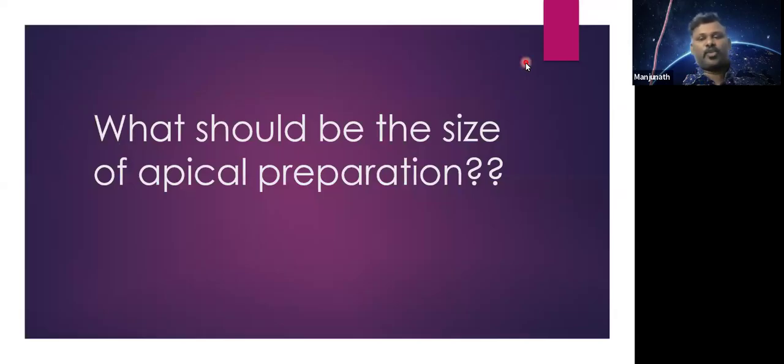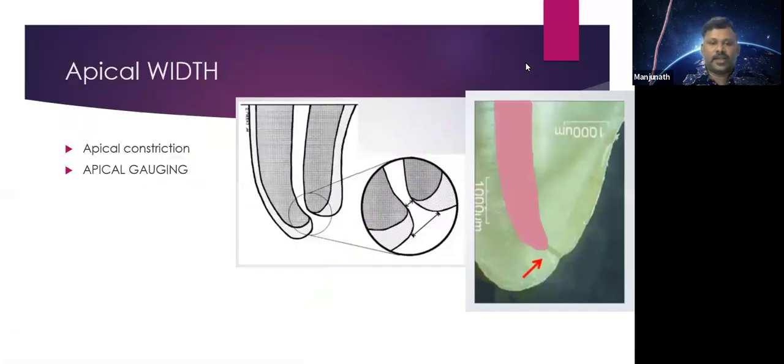So now comes, until now we have seen negotiation. So what should be the size of apical preparation? So I am doing BNP, so till what size should I enlarge? This doubt is there for everyone. So in order to know that, what is the apical width, we need to know this. We need to know the apical working width.